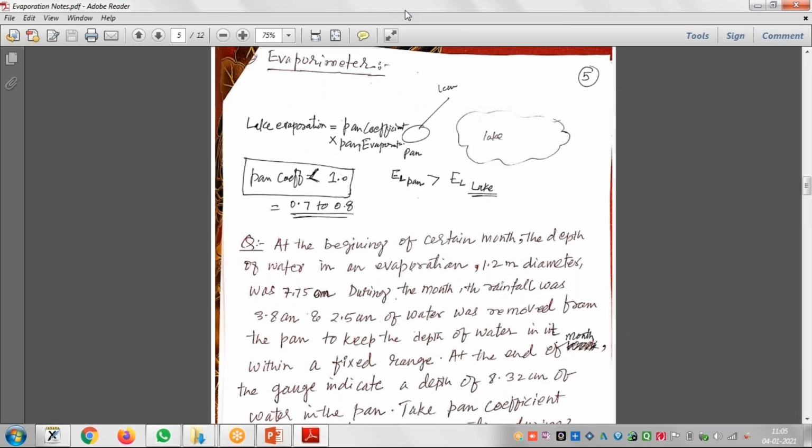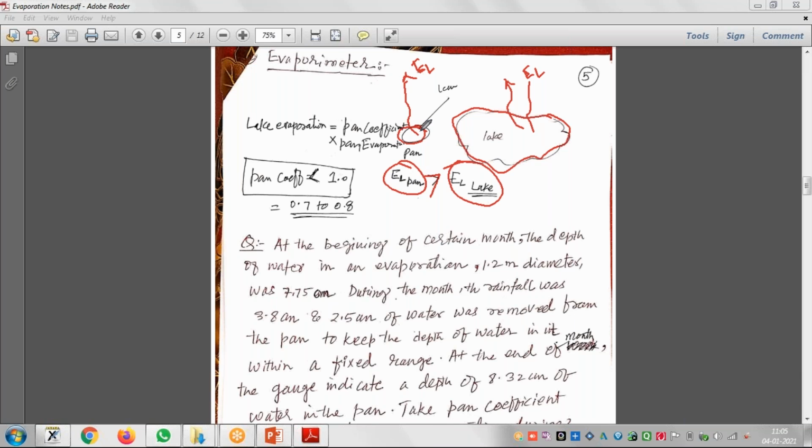What is evaporimeter? See, what I told you earlier. Suppose there is a lake, right? And I kept one pan here. Whatever the evaporation will be from this lake, that is evaporation loss EL, and whatever the evaporation will be from the pan, these both will be very different, right? The evaporation loss in the pan will be more than the evaporation loss in the lake, right?